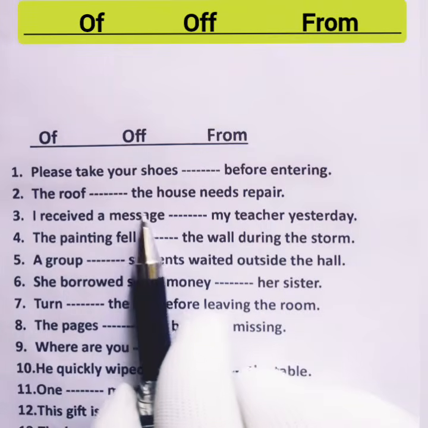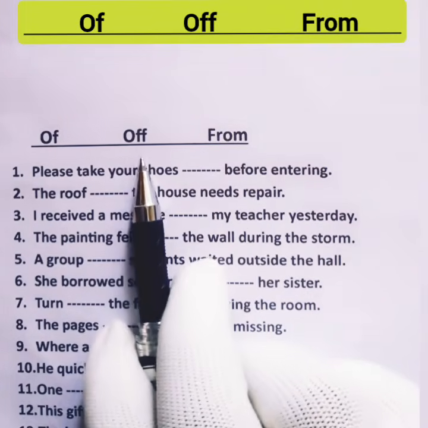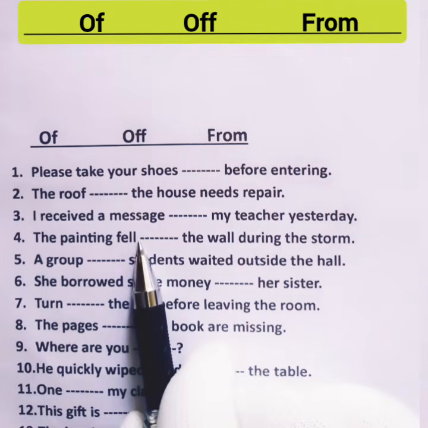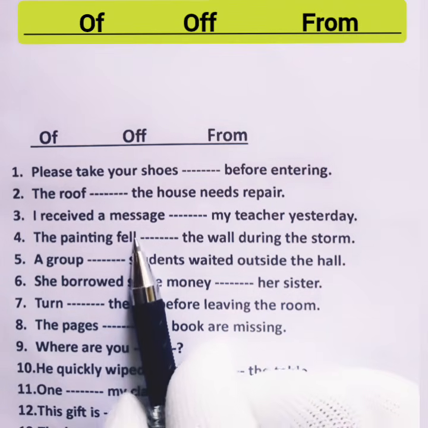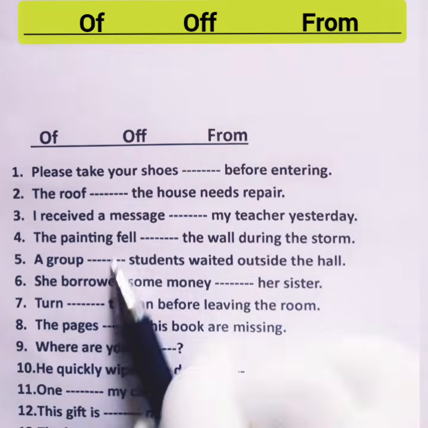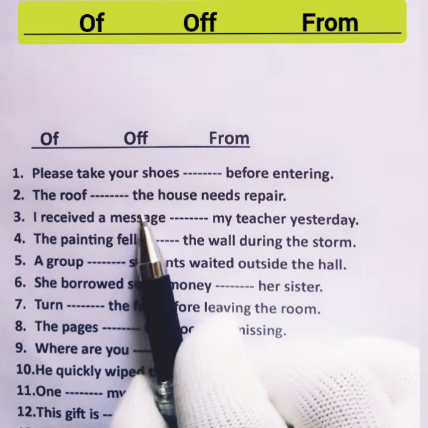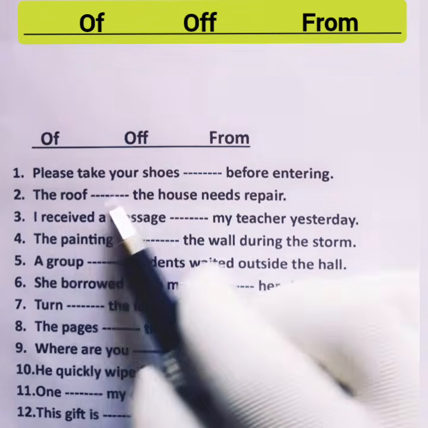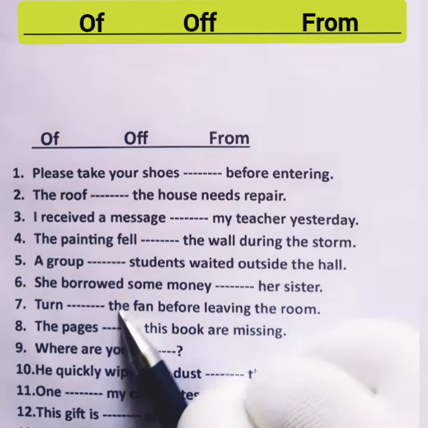Have you been making mistakes with of, off, and from in your sentences? Don't worry, in this video, I'm going to break down the difference and show you exactly when to use them in sentences, okay? Now, we will start with of, and I'll pick out some questions here as our examples.